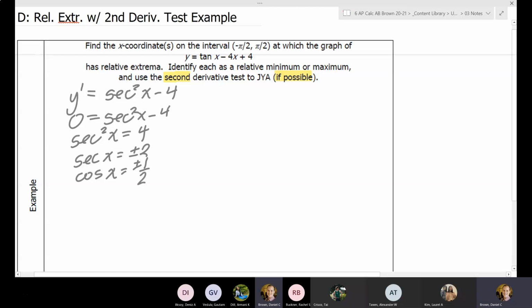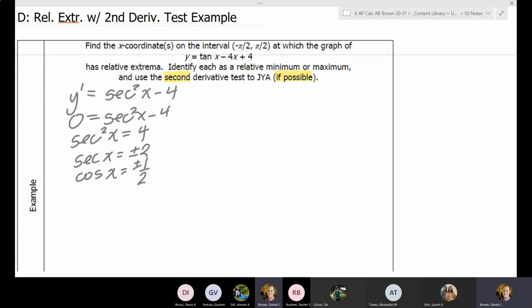So, some good review of trig equations, which is what we're doing in my pre-calc class right now. The derivative of tangent is secant squared, the derivative of 4x is 4, and then that plus 4 just goes away. Horizontal tangents occur when the derivative is equal to 0, so I have secant squared of x minus 4 is equal to 0. Add 4 to both sides, making sure we can take the square root, we have to include the plus or minus.